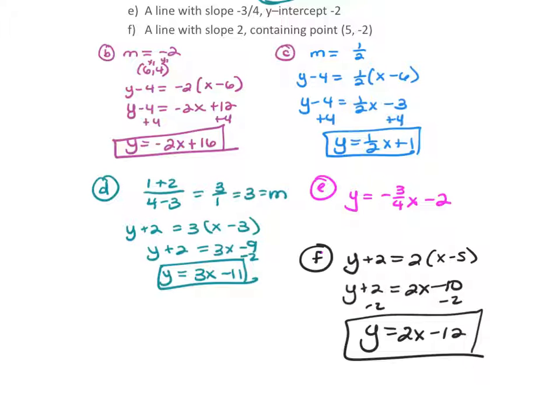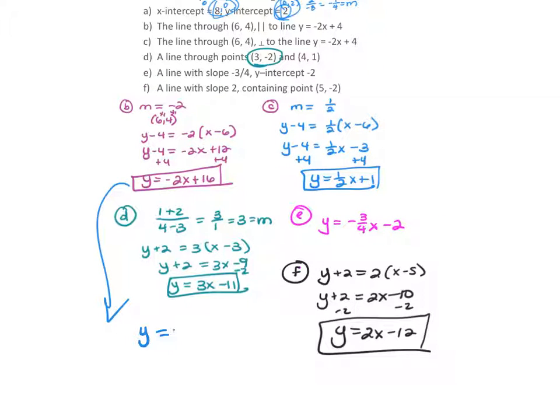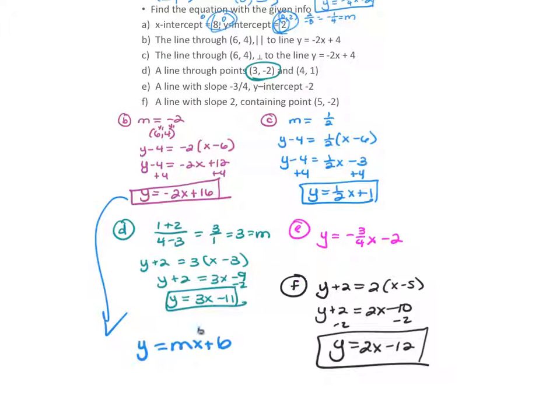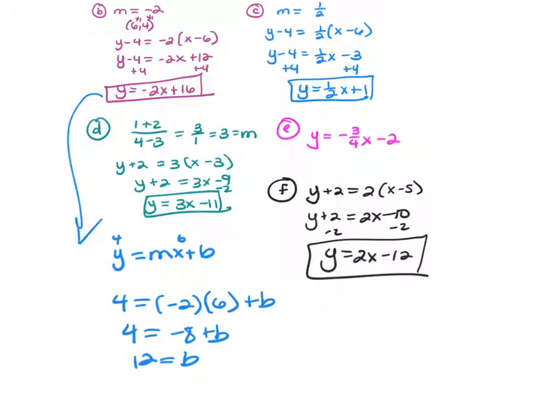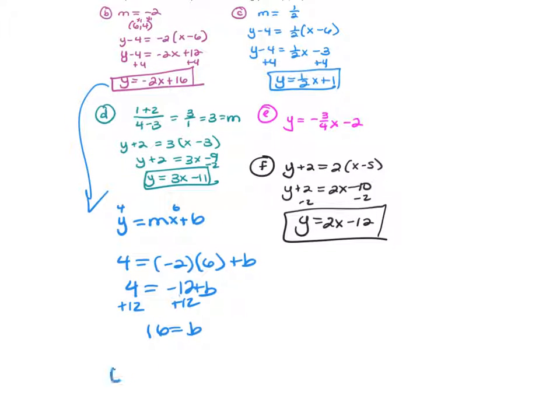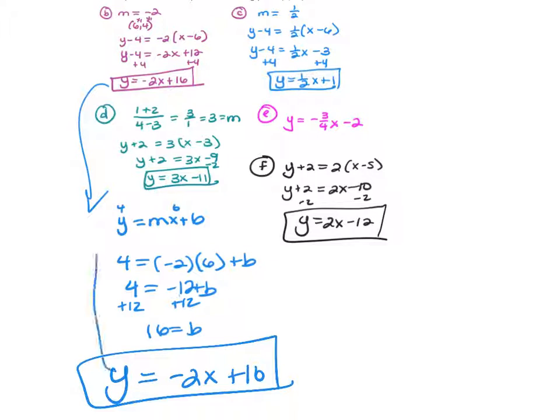Connor, you want me to do D again? Was that the one? Or B? B. So this is y equals mx plus b, where x was 6, y is 4, and m is negative 2. So 4 equals negative 2 times 6 plus b. And b is 12. Wait, 6 times 2 is not 8. Oops. And then still the same slope, right? Negative 2. Same answer.